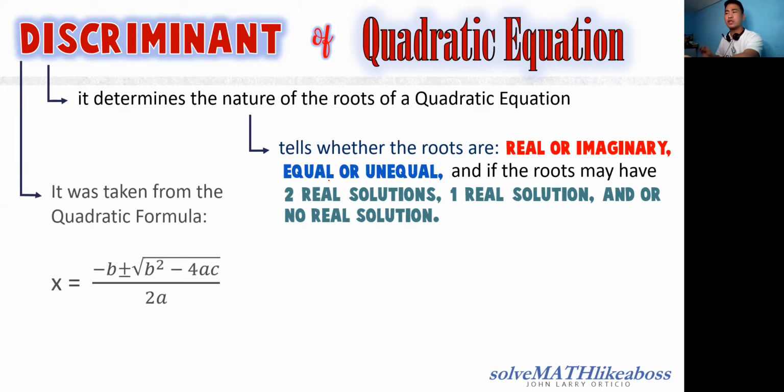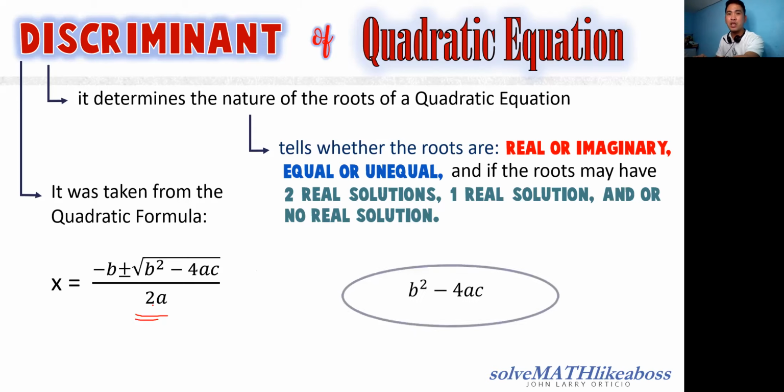Now, the discriminant of quadratic equation was taken from the quadratic formula. Now, as you can see, this quadratic formula is the fourth method of finding the roots of quadratic equation. And the formula for discriminant was taken from that, and that is b squared minus 4ac. So, kahit b squared minus 4ac lang yung gamitin natin, madidetermine na natin yung nature of roots. Ma-identify na natin na without knowing the roots of quadratic equation, we can easily determine na if they are real, if they are imaginary, if the roots are equal, or something like that.